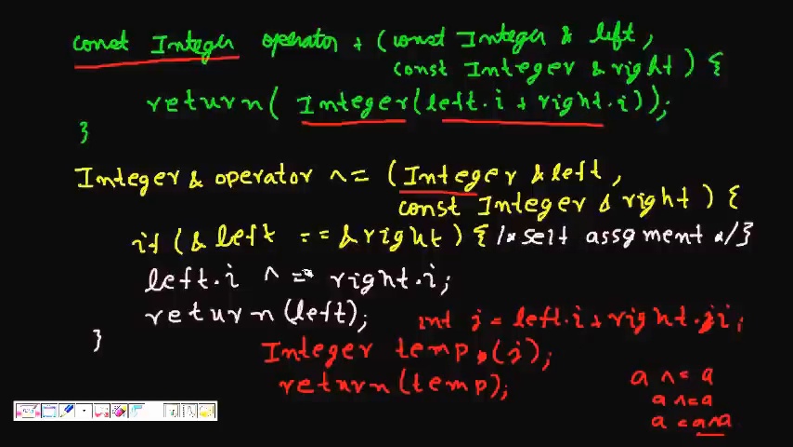So if both are the same, we do nothing. We check left.i, and if it is so, we don't do anything. Okay, so that is self assignment. Then what we do is left.i is equal to left.i plus right.i. That we do, and then we return left. So here we were changing the left, so that is done.